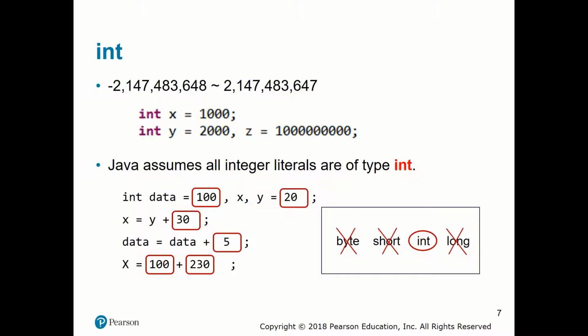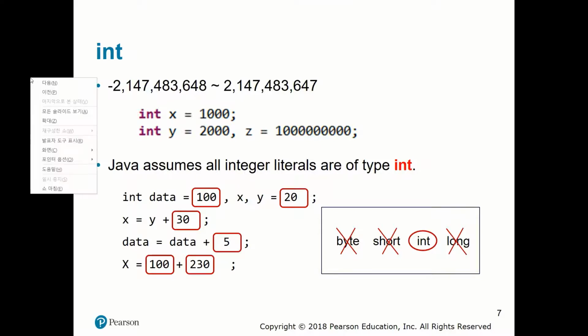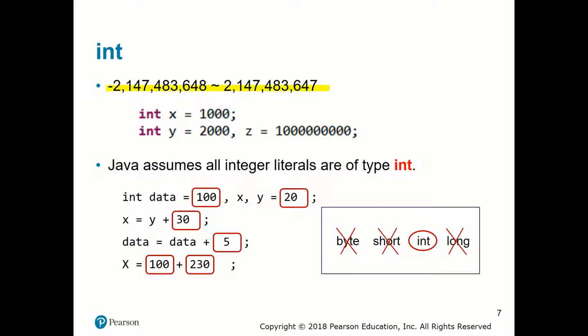Now let's talk about int data type. This is the range of int data type. This is big enough and small enough to do something. So this is the range. So I think you will probably use the int data type the most. And this is the declaration of int data type. I think you are familiar with this.